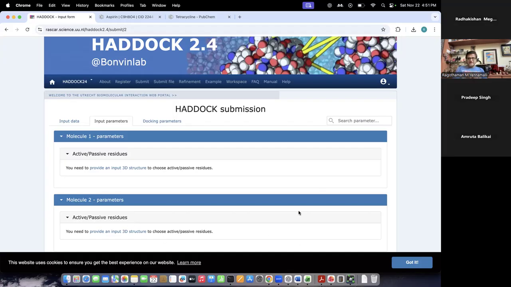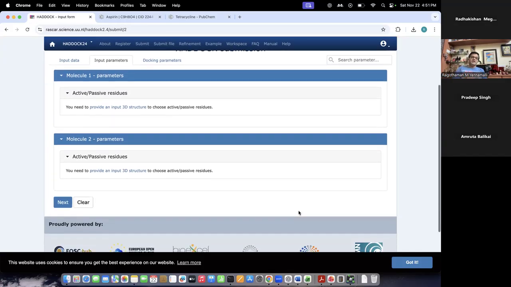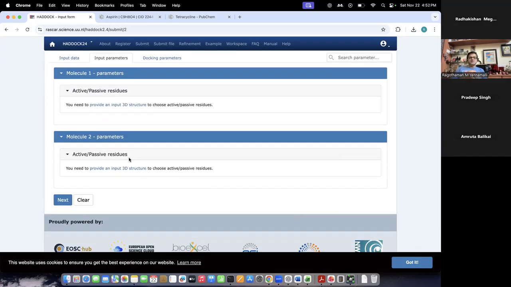And on this side, you will see a three-dimensional image. You can rotate that and find out whether the selected regions are coming closer in space or not. Using this, you will be able to find out what the active residues need to be declared. And then in the second molecule, because I selected ligand, it will take the entire ligand as active, meaning any part of the ligand will bind to the active part of the protein or the receptor.